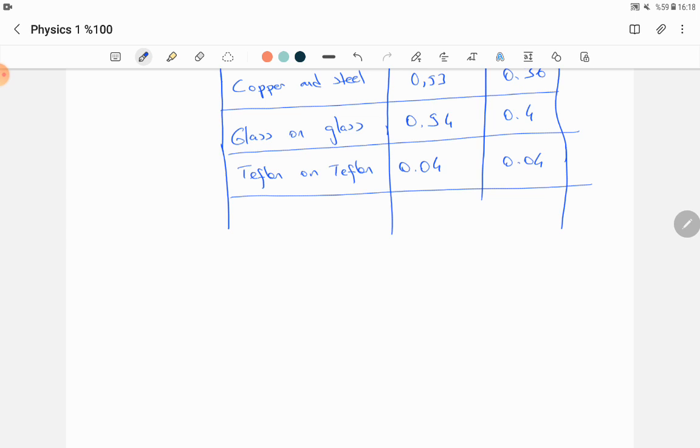Synovial joints in humans are less than the others, and the static is 0.01 and kinetic is 0.003. Yes. Also, that's our coefficient of friction values.